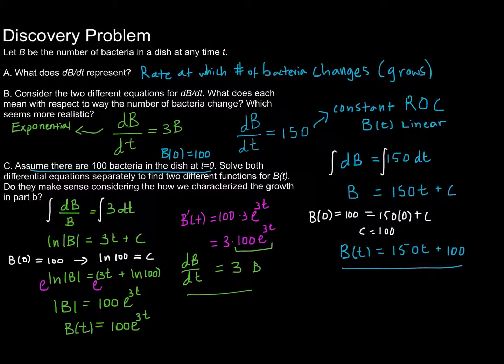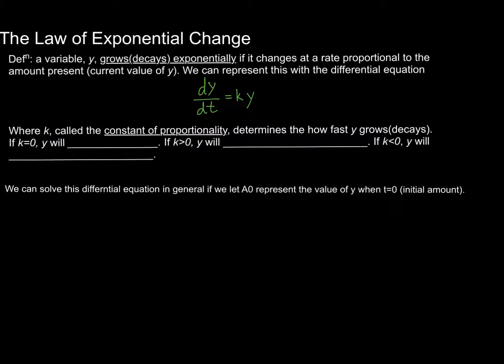So let's go ahead and just dive in a little bit more and look at the definition of exponential growth and decay. All right, so here is the law of exponential change. A variable y, usually it's an output, y, grows or decays exponentially if it changes at a rate proportional to the amount present. In other words, its current value. That's really basic when we represent it as a differential equation, because the rate of change then is just going to be k, some constant, times the amount that's currently in there, y, where k is called the constant of proportionality. And k determines how fast y, your output, is going to be growing or potentially decaying. So there are a couple options here for k, right?